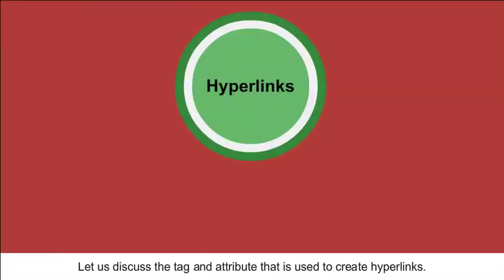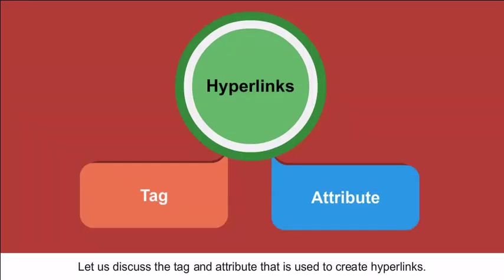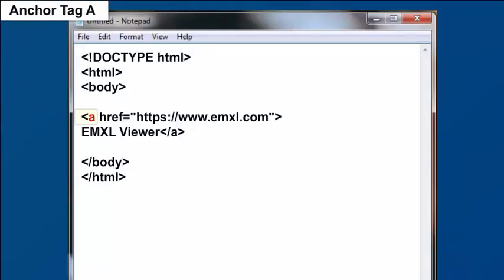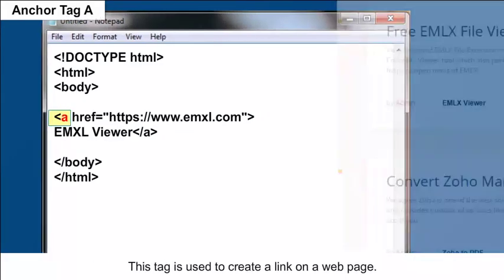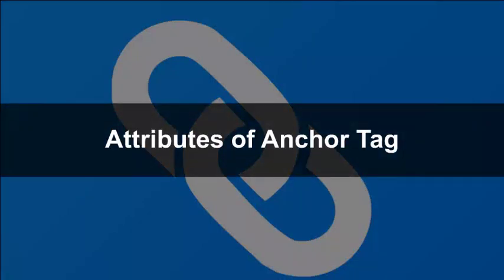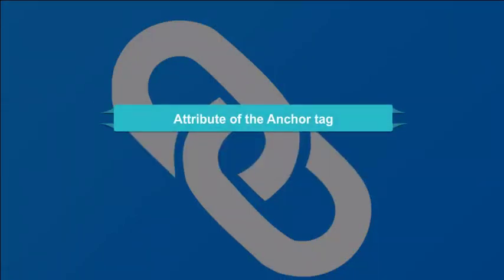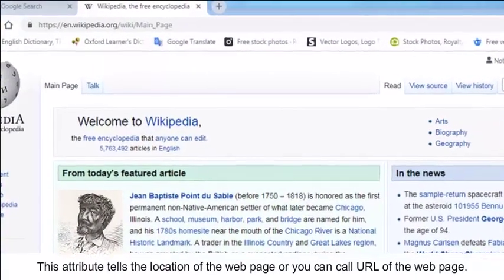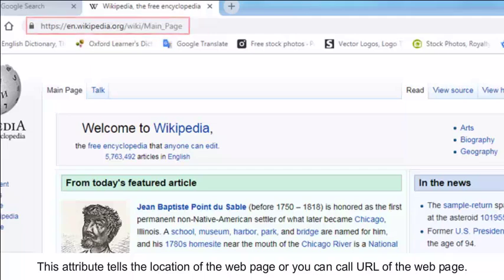Let us discuss the tag and attribute that is used to create hyperlinks. Anchor tag A. This tag is used to create a link on a web page. Attributes of anchor tag. The attribute of the anchor tag is href. This attribute tells the location of the web page, or you can call it the URL of the web page.